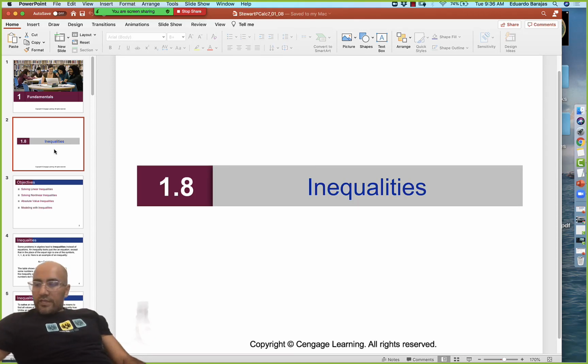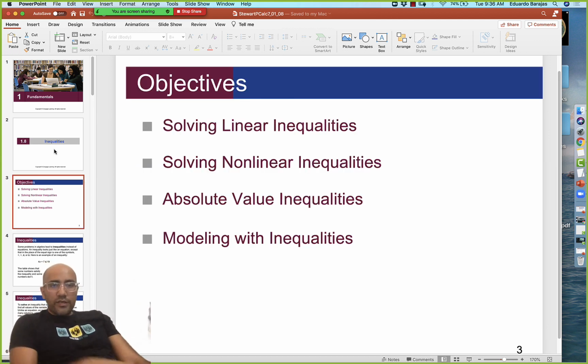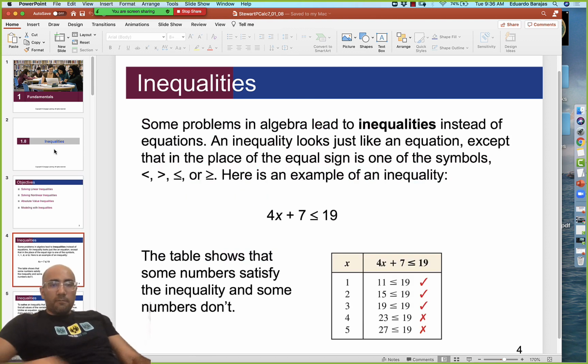Okay, moving on to inequalities. This should be the easiest section we've covered so far. We won't spend much time on it. 1.8, inequalities. So here we'll be looking at solving linear inequalities, solving non-linear inequalities, absolute value inequalities, and then a little modeling with inequalities. So, inequalities, right?